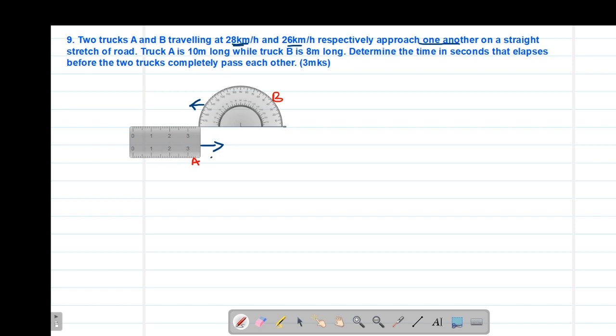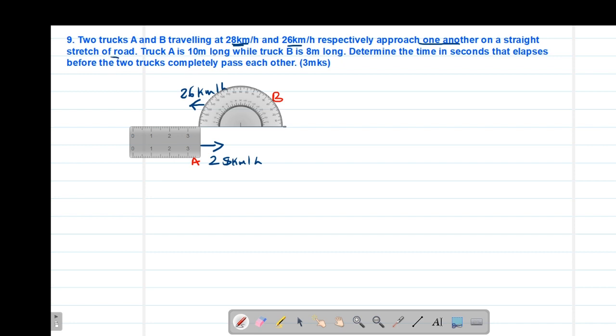So this one is moving at 28 kilometers per hour. Then B is moving at 26 kilometers per hour. Respectively, they approach one another on a straight stretch of road.